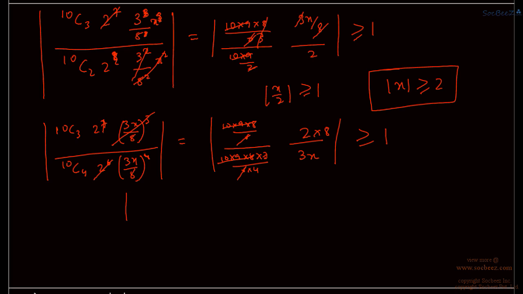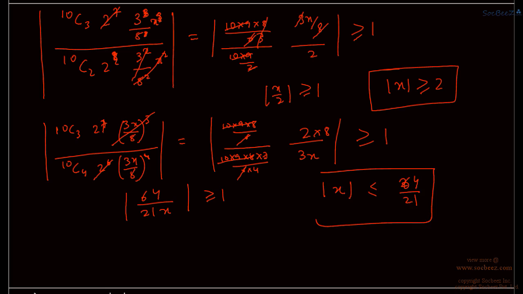So you have 7 again goes to the numerator. 4 into 2 into 8, that is 64. In the denominator you have 7 into 3, that is 21 into x is greater than or equal to 1. Or mod of x is actually less than or equal to 64 by 21. Right? So this gives us our second condition. So we know that mod x is greater than or equal to 2, whereas mod x is less than or equal to 64 by 21. Again, the modulus only. Right? So it's not just x, also the negative of x. Now 64 by 21 is actually greater than 2. So this kind of possibility exists.